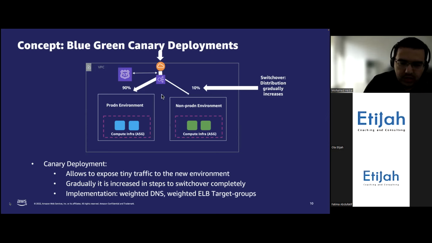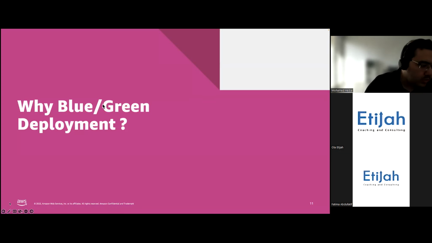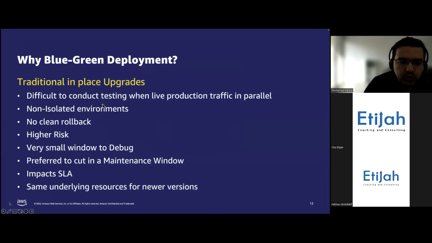Okay, now moving on. Why do we use blue-green deployment? So that's the problem with the traditional in-place upgrades, okay? Number one, it's difficult to conduct testing when live production traffic is in parallel, as I mentioned. Okay, non-isolated environment. So you're deploying version 2 on top of version 1, so it's not isolated, right?